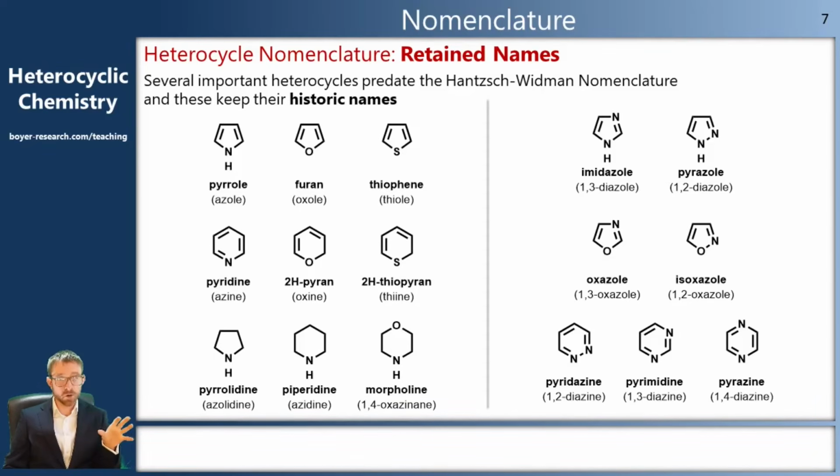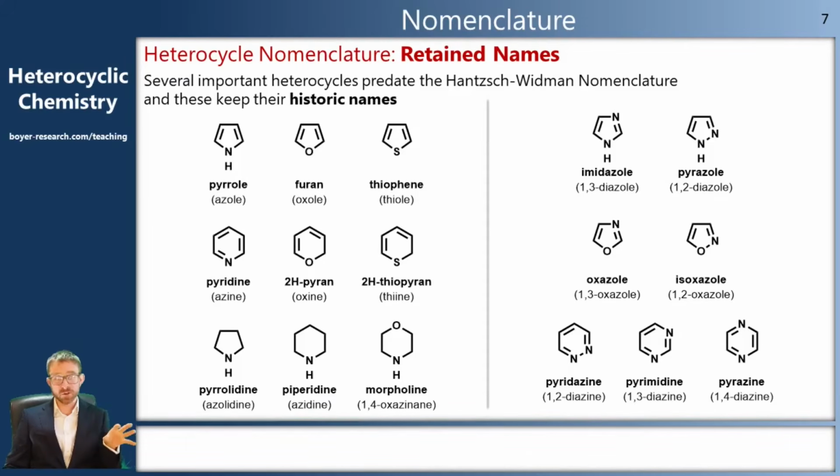Furan instead of an oxole, that comes from the fact that it's made from bran, or furfur in Latin. We have a thiophene instead of a thiole. We have a pyridine. So again, we can see instead of "az", we're using the "pyr" prefix. So we have a pyridine instead of an azinine, a pyran instead of an oxine, a thiopyran instead of a thiine. Pyrrolidine, again, is another one of our preferred names, as are pyridine and morpholine.